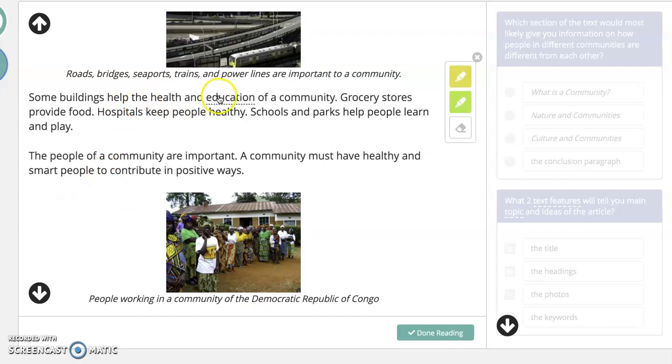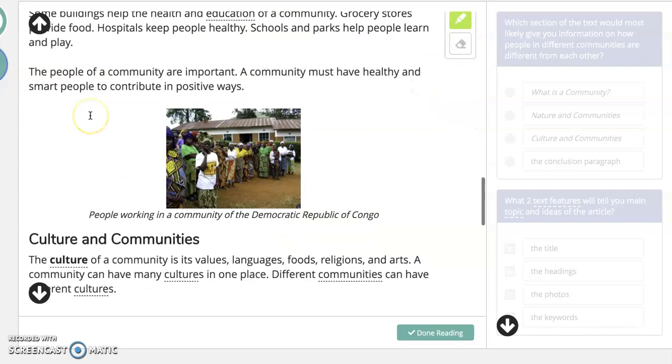Some buildings help the health and education of a community. So what is a building that would help with the education? A school, right? Grocery stores provide food. Hospitals keep people healthy. Schools and parks help people learn and play.